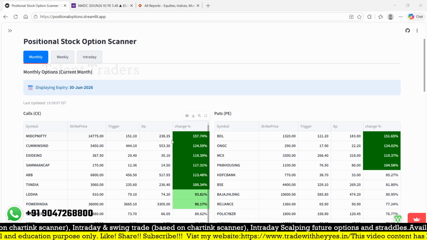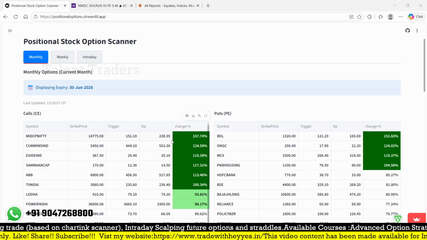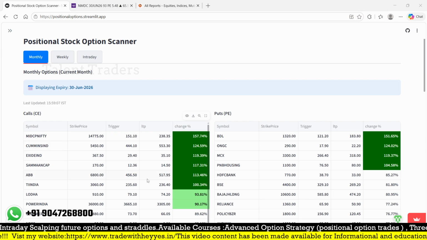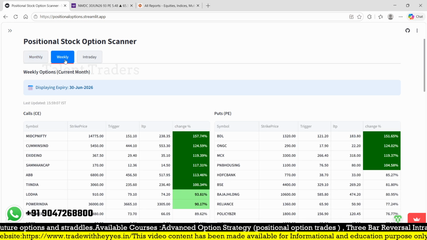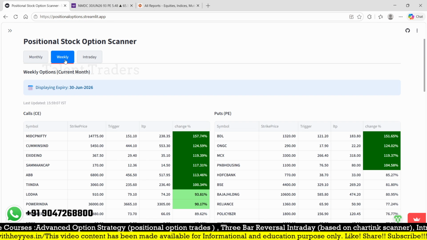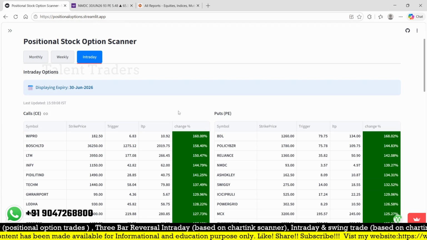This is for the expiry from Tuesday, Wednesday, Thursday, Friday, so only two working sessions. We have seen some of the opportunities. The same applies to monthly and weekly, because it is the same expiry date file we used for these two days, and intraday is today's file.